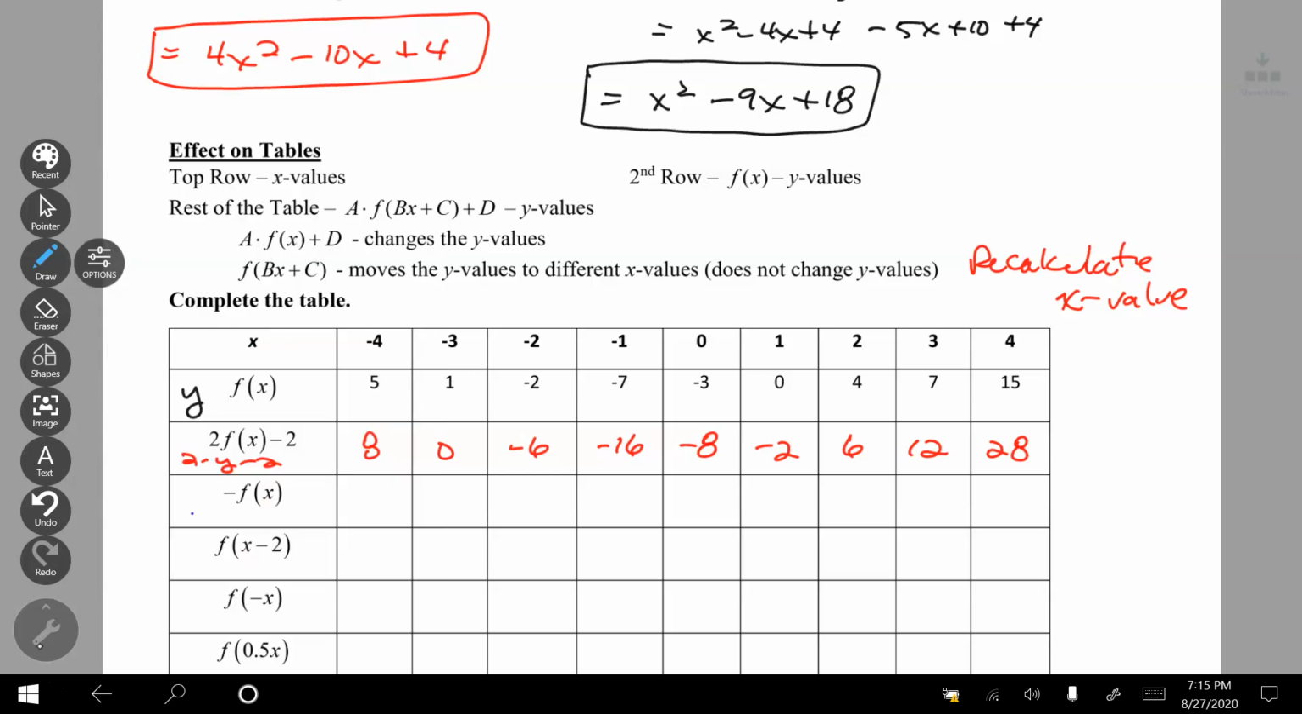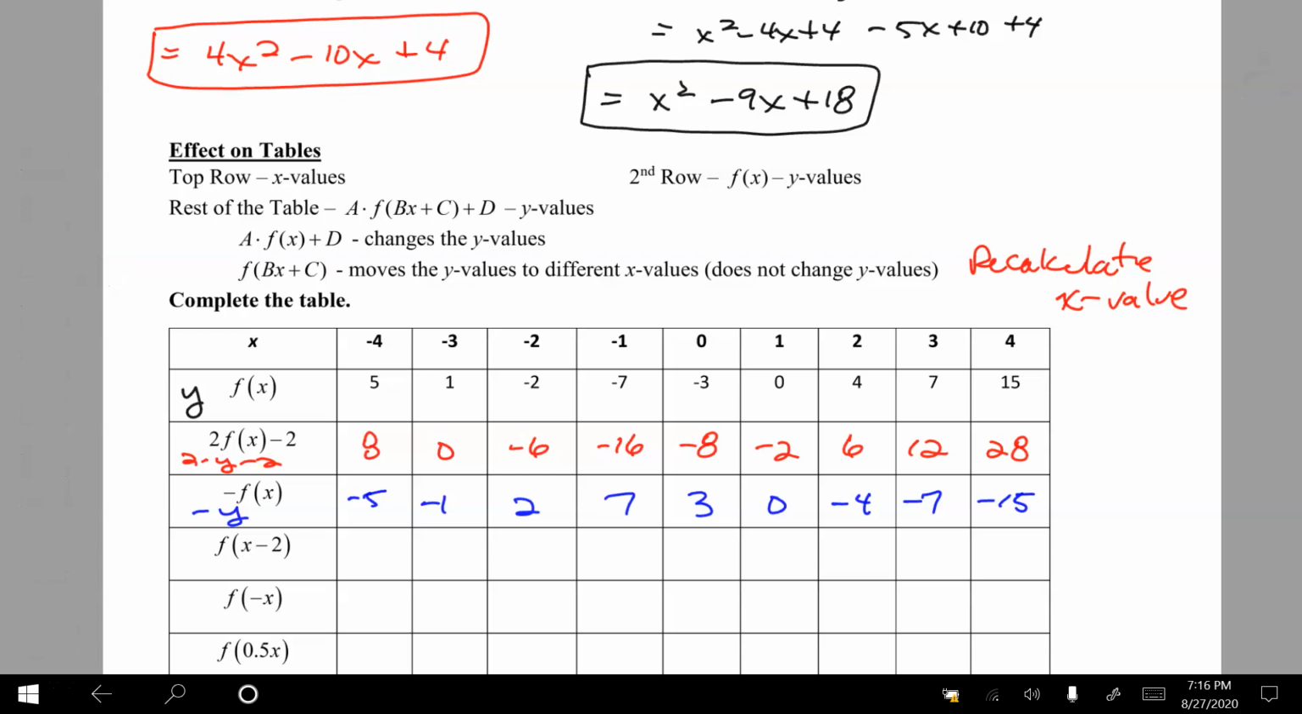The next one's just as easy. It just says negative y value. So all these y values here are changing: negative 5, negative 1, 2, 7, 3, 0, negative 4, negative 7, negative 15. So you see in the first 2 rows, those y values are different than the given y values because the letters A and D were the transformations. They change output.